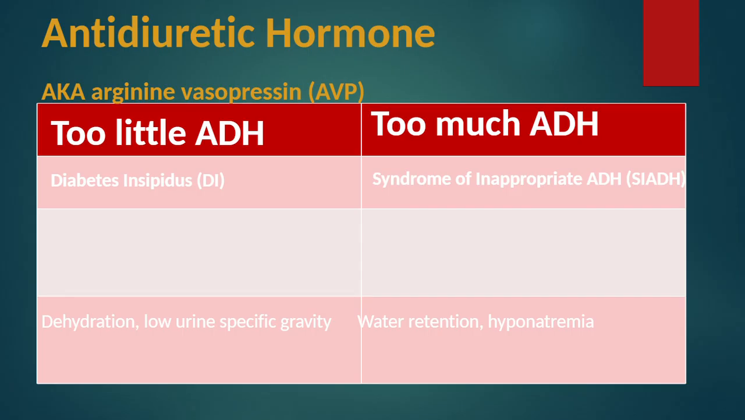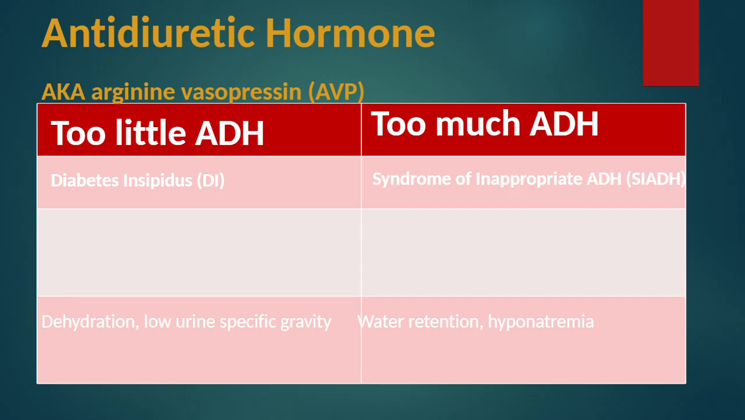This condition is called diabetes insipidus, DI. Patients with DI may produce up to 10 to 20 liters of very dilute urine a day and often experience intense thirst, dehydration, and low urine-specific gravity. It's important to note that this is not related to blood sugar like diabetes mellitus. It's purely a water balance problem.